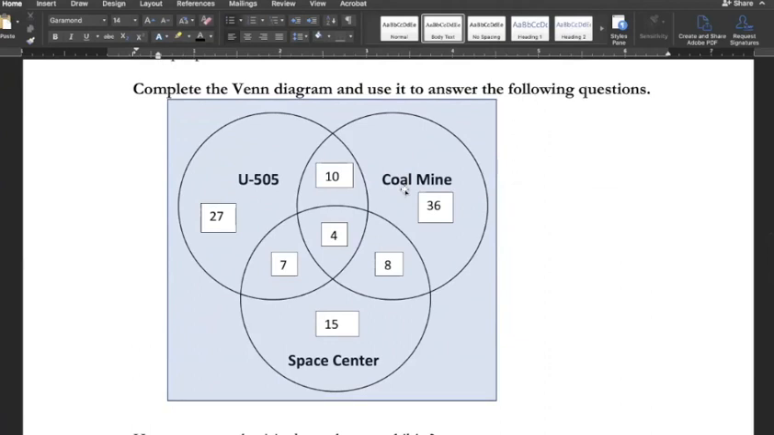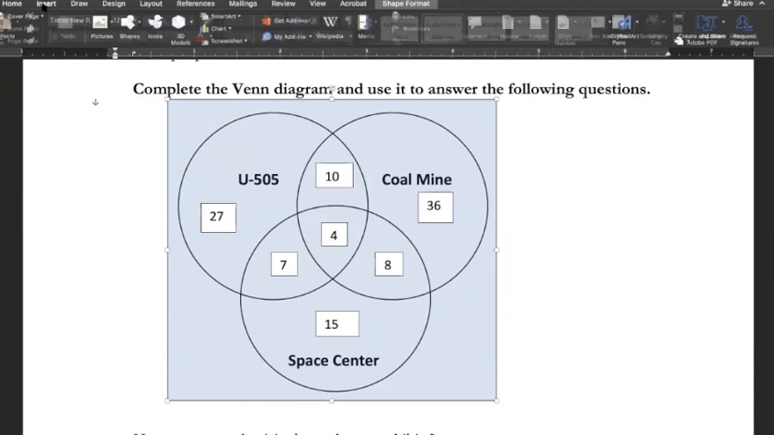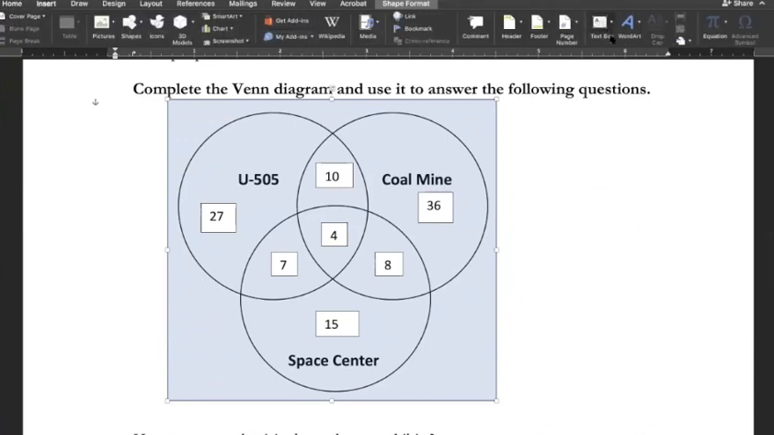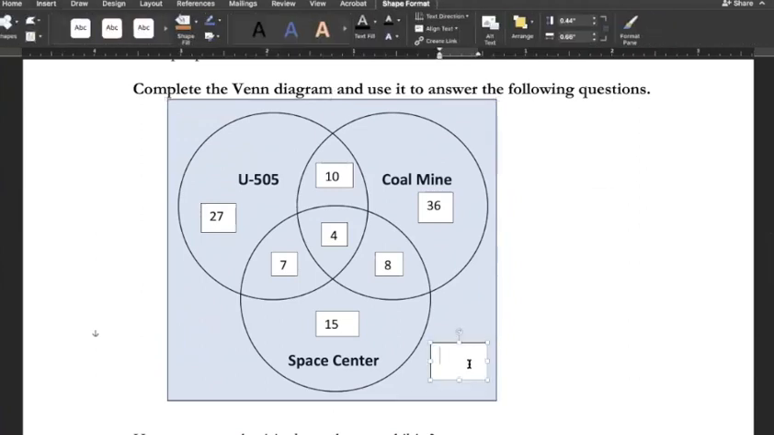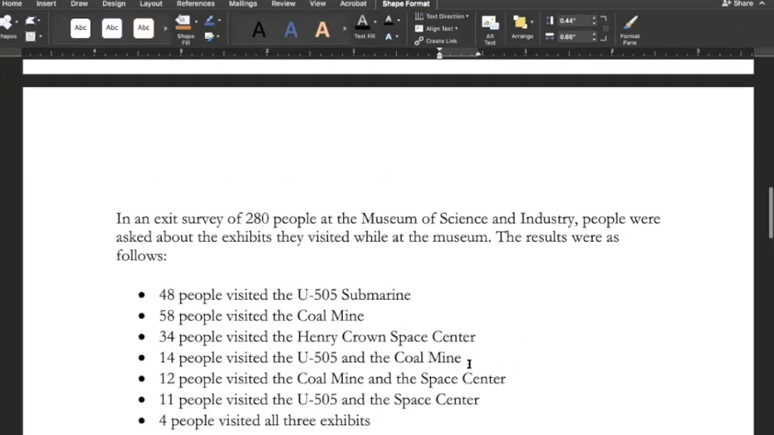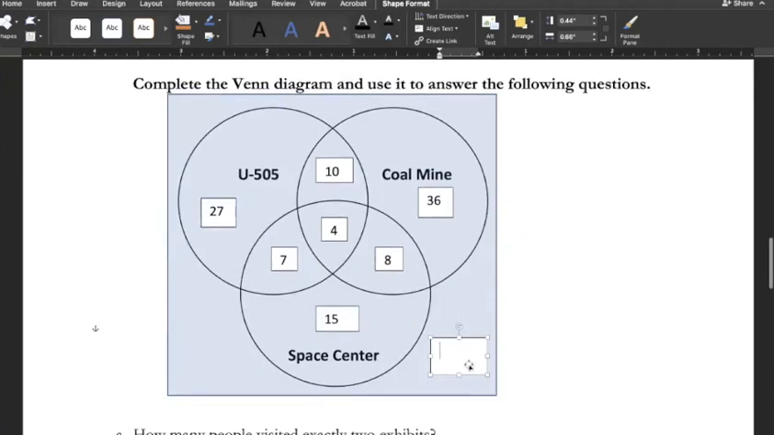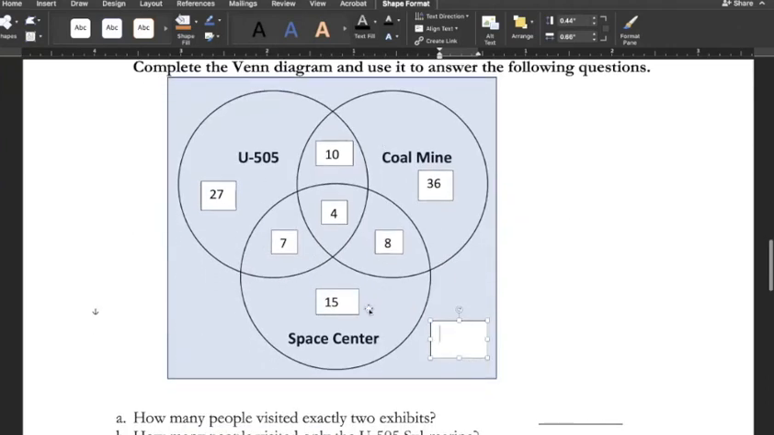Those people need to be accounted for, and the number that we get for them is going to go outside of the 3 circles. So we're going to put in one more text box, like so. I'm going to put it down here. Okay. Now the number that goes in here has to be 280 minus the total of all these people. So we're going to go ahead and count up all these people.